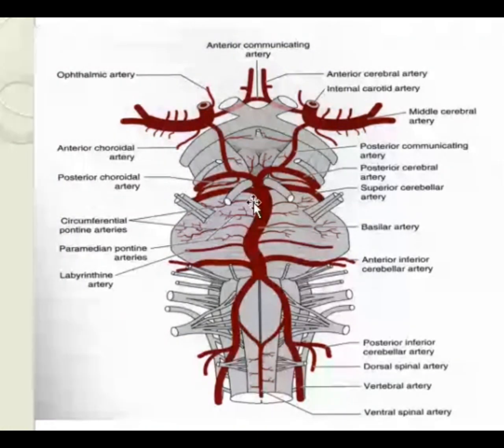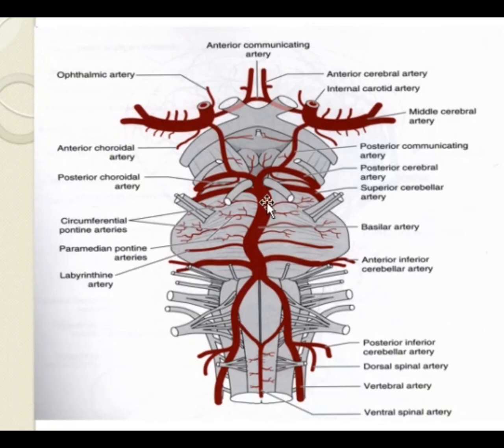Some of them are long because they also supply the posterior surface of the pons. That's why they call them circumferential pontine arteries, because they are long and can reach the posterior surface of the pons. Others are short. They call them paramedian pontine arteries because they only end at the anterior surface of the pons. But all of them are pontine arteries. The circumferential and the paramedian, all of them are pontine arteries, and they are supplying the pons.